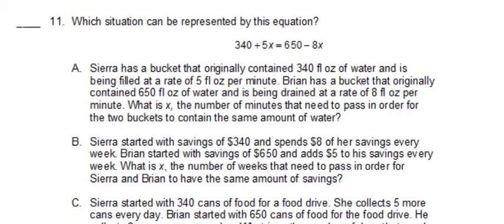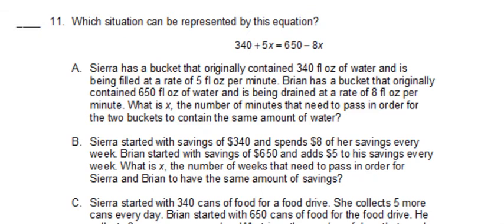Which situation can be represented by the equation 340 plus 5x equals 650 minus 8x? A. Sierra has a bucket that originally contained 340 fluid ounces of water and is being filled at a rate of 5 fluid ounces per minute. Brian has a bucket that originally contained 650 fluid ounces of water and is being drained at a rate of 8 fluid ounces per minute.